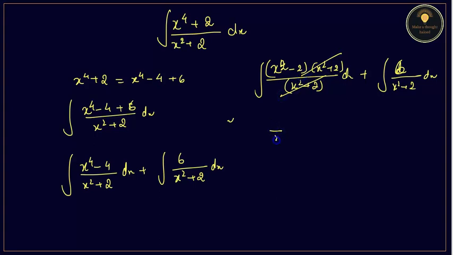You will get the value as x cubed by 3 minus 2x plus 6, and you are having the integration of 1 over x square plus a square, which I can write as 1 by a, that is equal to 1 by root 2 tan inverse x by root 2. So this is the answer that you will get with the help of C. So the correct answer that you will get is x cubed by 3 minus 2x plus 6 by root 2 into tan inverse x by root 2 plus C.